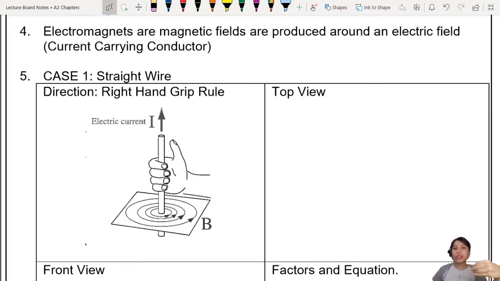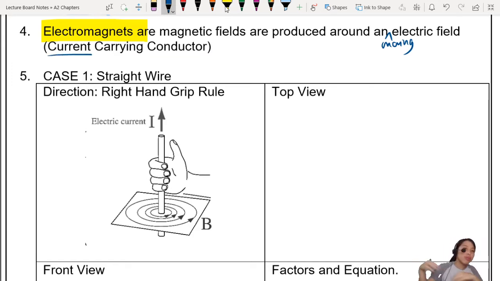In this video, we're going to look at the different ways we can create magnetic fields, and these are called electromagnets. So what an electromagnet is, you have a moving electric field, or aka moving charge. Current means moving charge. So if you have a moving charge, you have a magnetic field because you have a moving electric field. Just a quick info.